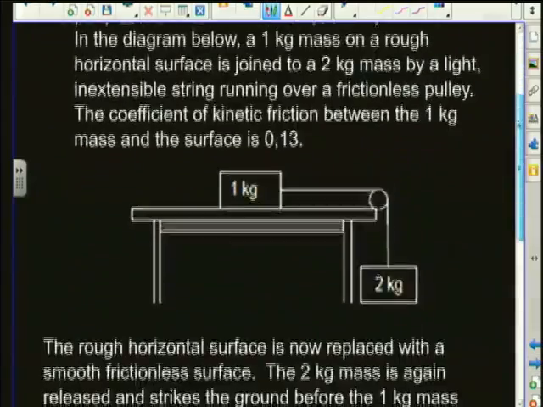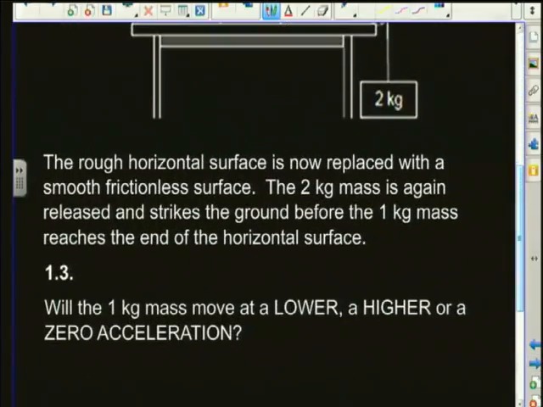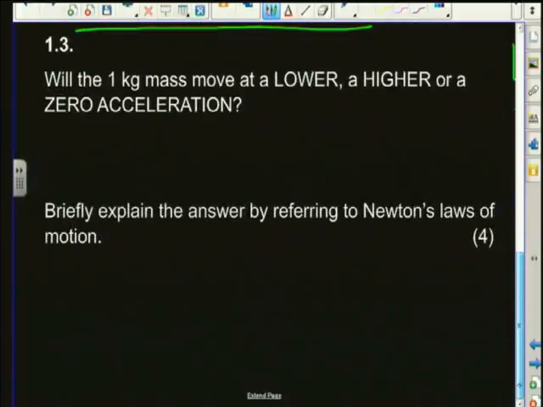Now they said to you, okay, so the rough horizontal surface is now replaced with a smooth, frictionless surface. The 2 kilogram mass is released and strikes the ground before the 1 kilogram mass reaches the end of the horizontal surface. Will the 1 kilogram mass move at a lower, a higher, or a zero acceleration? Well, this becomes a little bit of where they're actually asking the question.